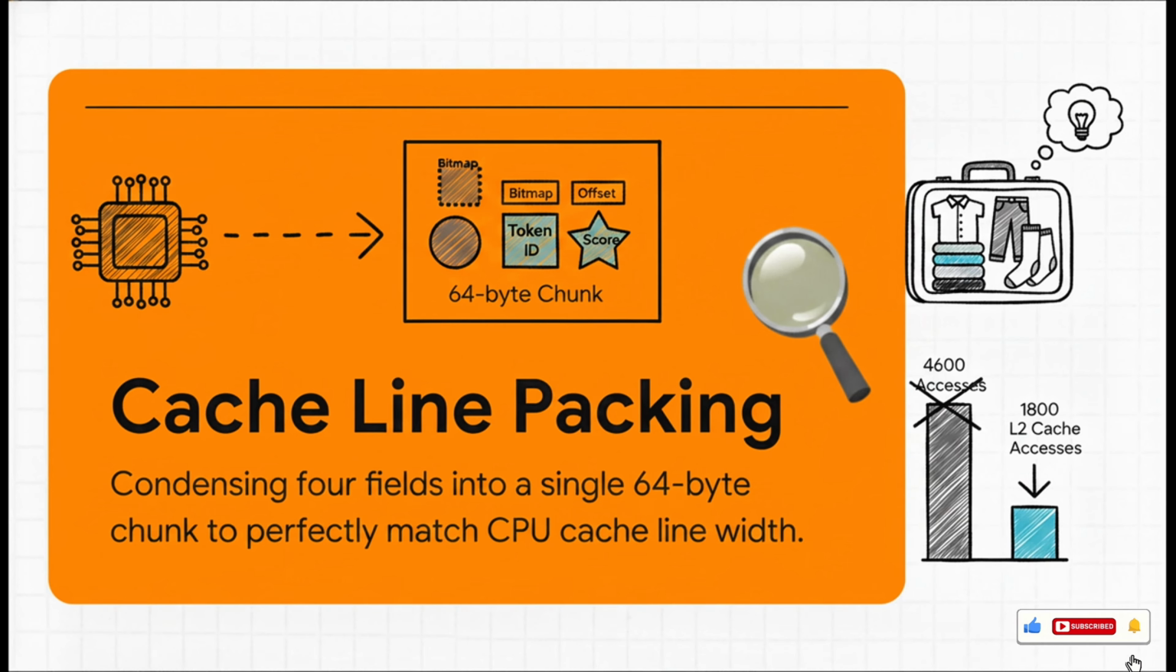Think of it like packing a suitcase for a trip. If you pack it perfectly, everything you need for the day is right there on top. One step through the trie now loads exactly 1 cache line. This optimization alone dropped L2 cache accesses from 4,600 down to 1,800 per encode.